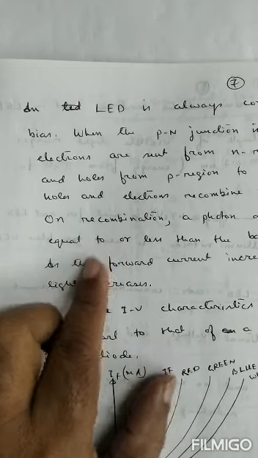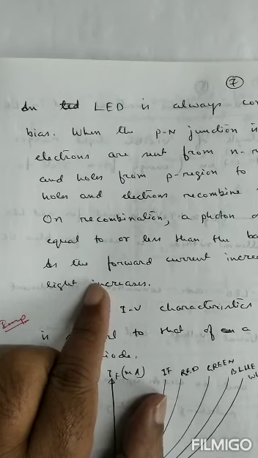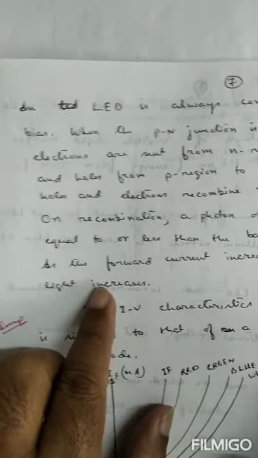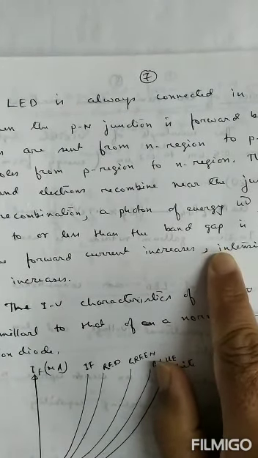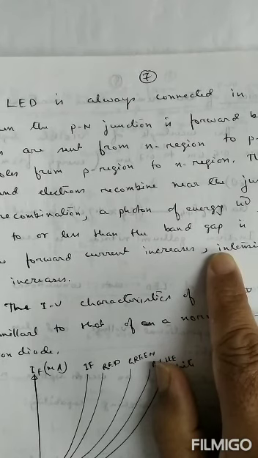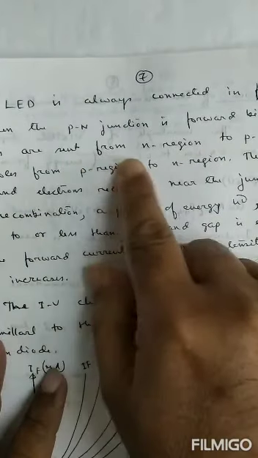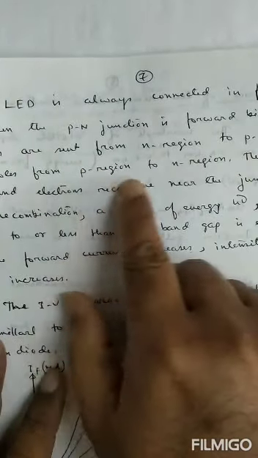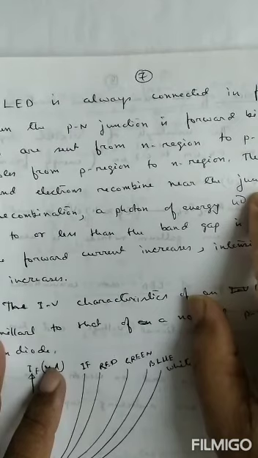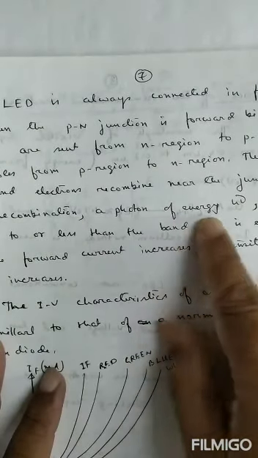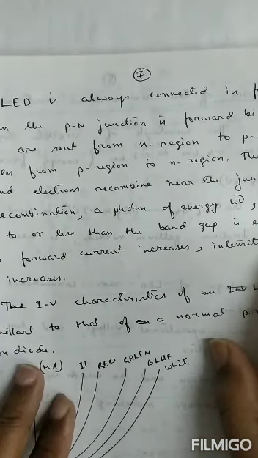On recombination, a photon of energy h nu, equal to or less than the band gap between conduction band and valence band, is emitted. So what is the working principle? When a PN junction is forward biased, electrons are sent from N region to P region and holes from P region to N region. These holes and electrons recombine near the junction. On recombination, a photon of energy h nu equal to or less than band gap is emitted.